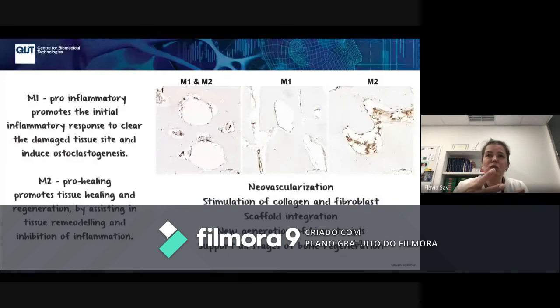And then the M2 macrophages are called pro-healing macrophages because they promote tissue healing and regeneration by assisting the tissue remodeling and also the inhibition of inflammation. So they are going to help with the tissue formation, and then also to inhibit the inflammation processes. But mainly they will help with the neovascularization, the stimulation of collagen and fibroblasts, the scaffold integration, and support all stages of bone regeneration.